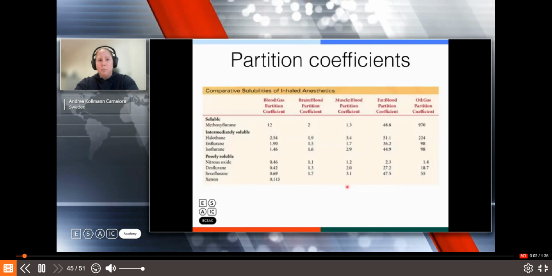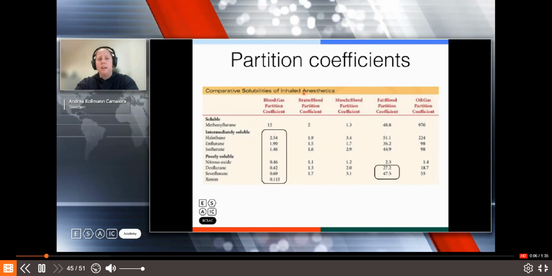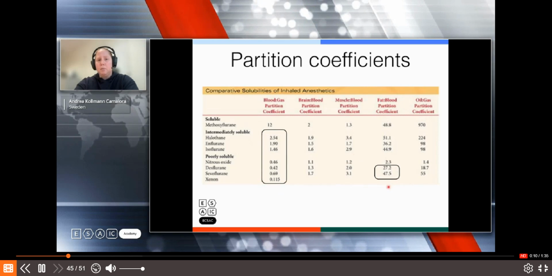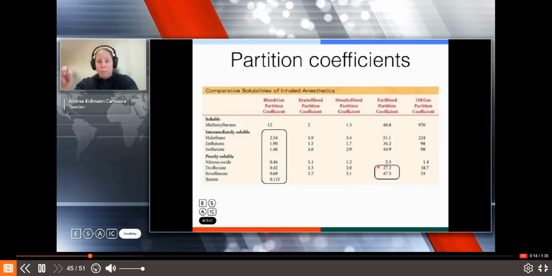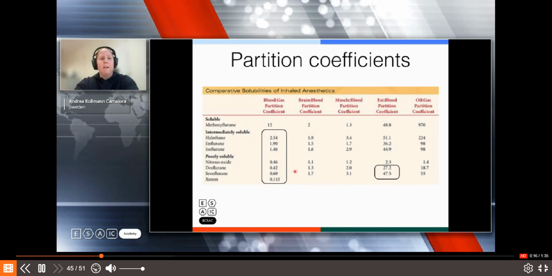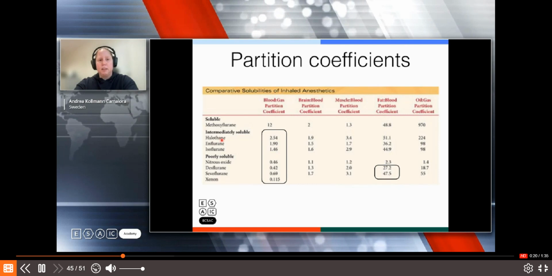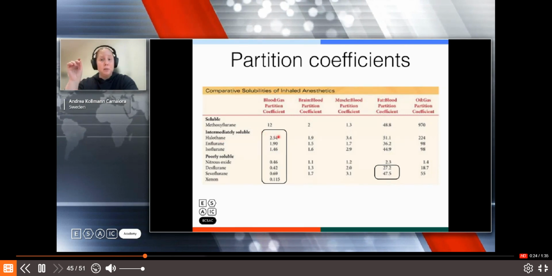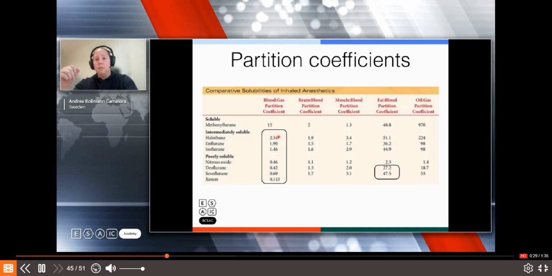So this table that includes the comparative solubilities of inhaled anesthetics, the ones that I've marked here with these boxes are the ones that I think are very, very important to memorize for the exam. Halothane is of very high historical interest for anesthesia, and it also has the highest blood gas partition coefficient. So it's very nice to compare an induction anesthesia with halothane versus sevoflurane.